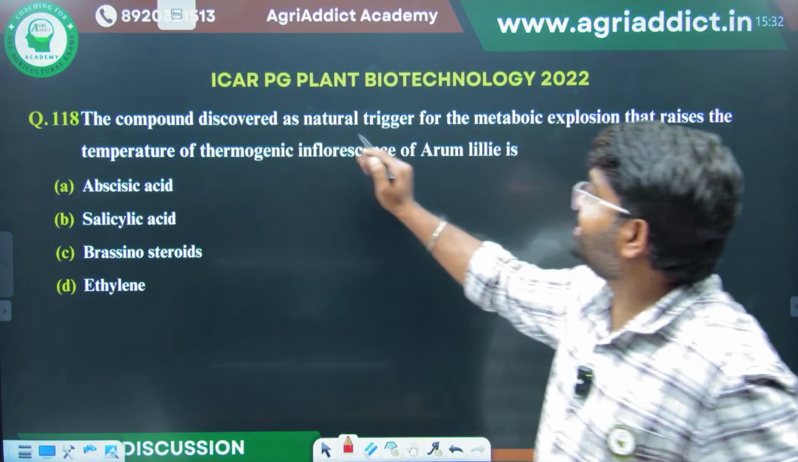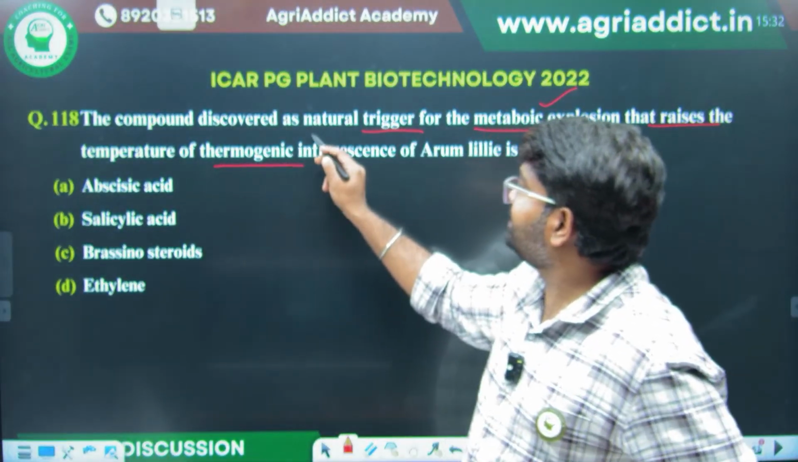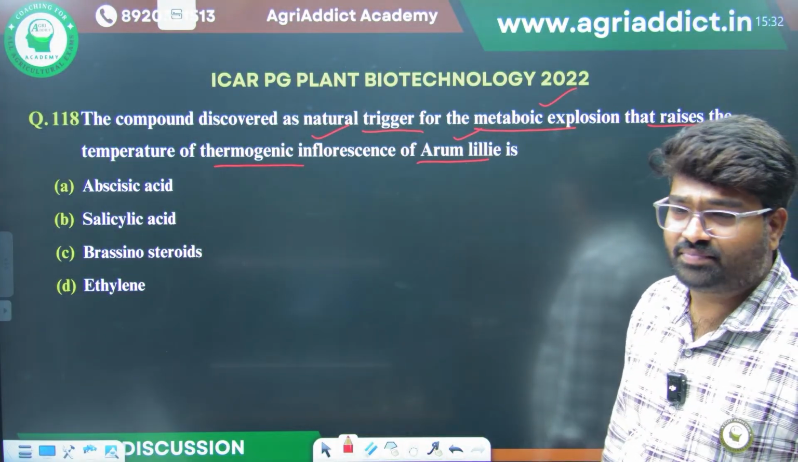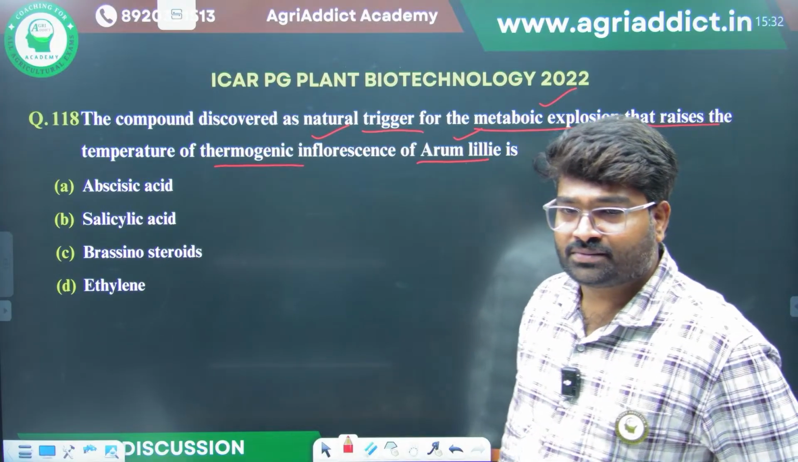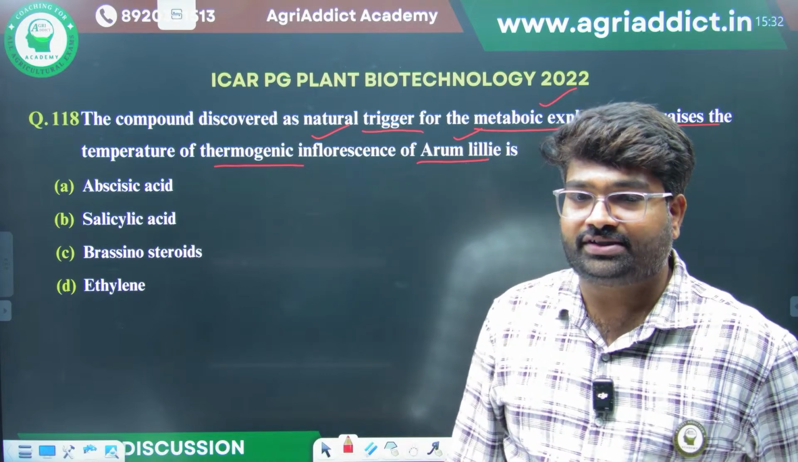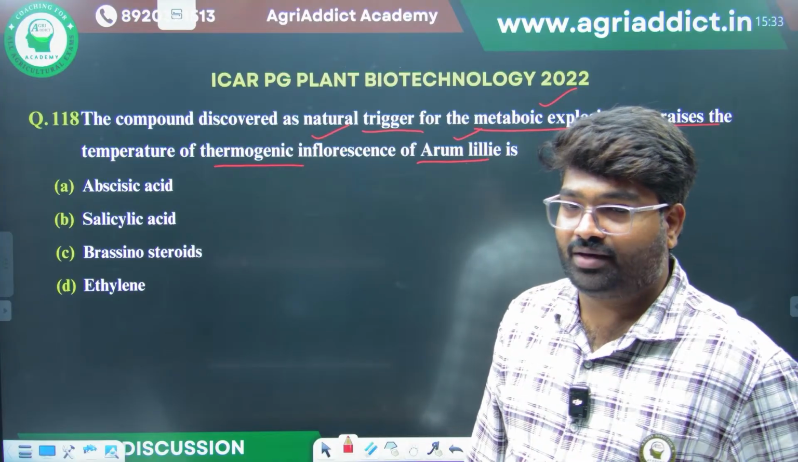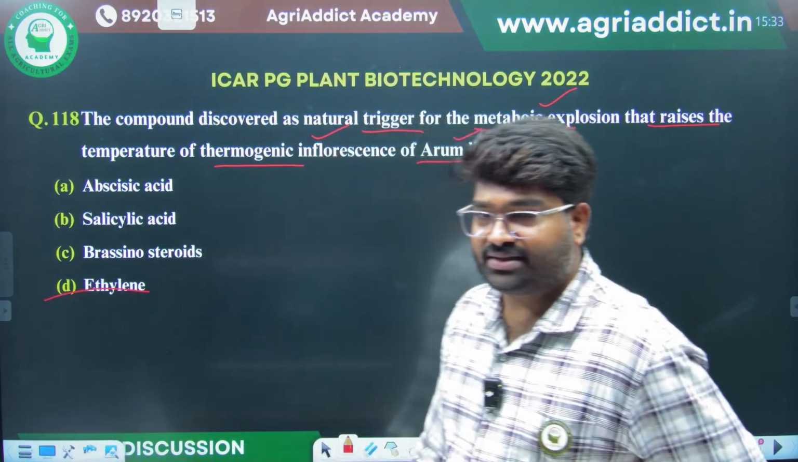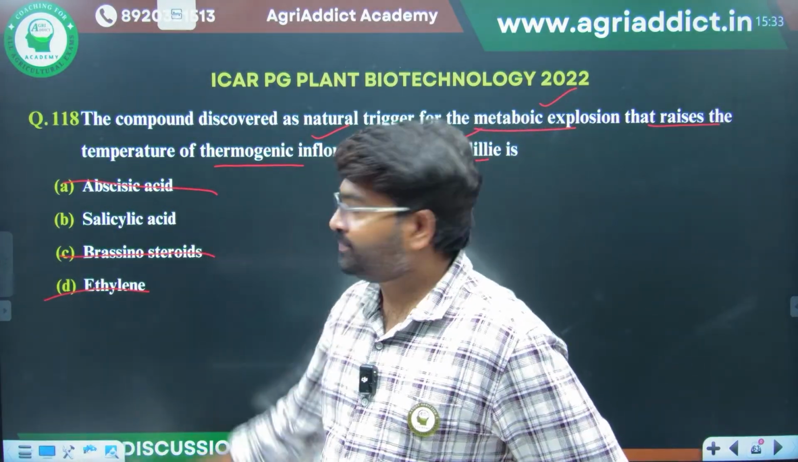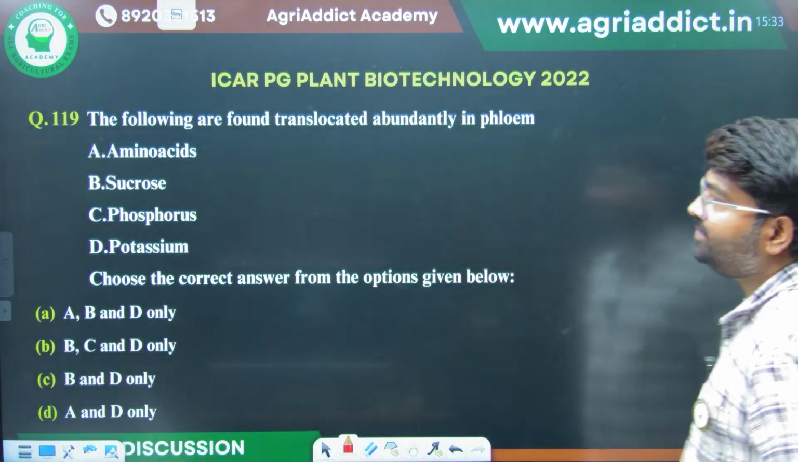The compound discovered as a natural trigger for metabolic explosion that raises the temperature of the thermogenic inflorescence of Arum lily is what? This is another simple question only. TK, you will answer, I know. Ethylene doesn't have any role in thermogenesis. Abscisic acid also no. Brassinosteroid also will not have a direct role. Salicylic acid will be the right option. Yes, we can select these options by the elimination method.